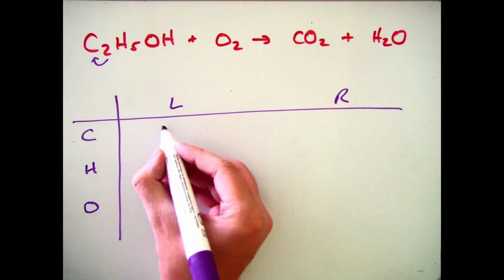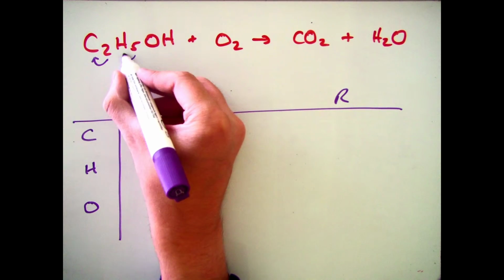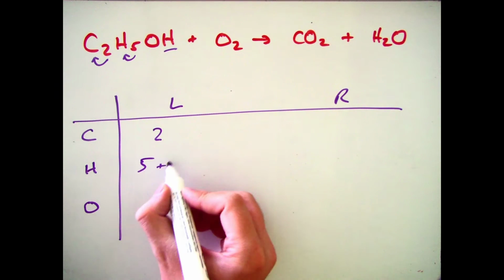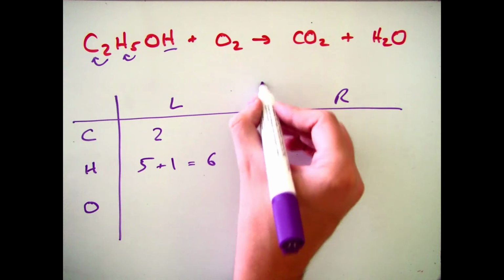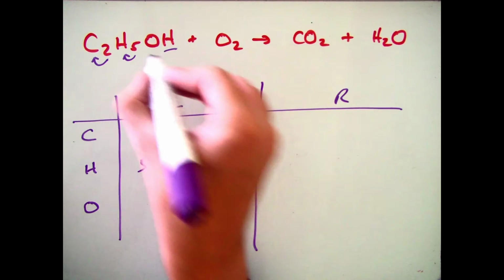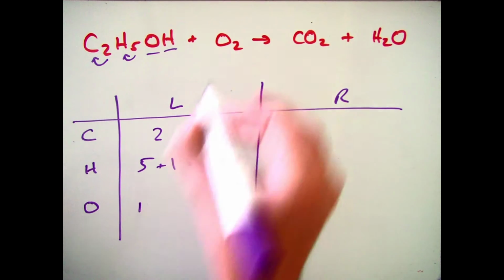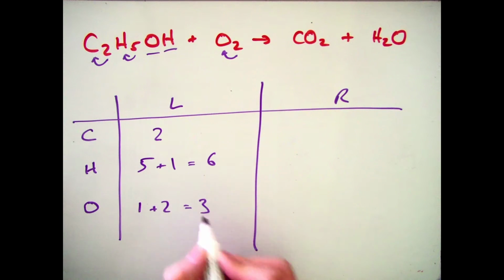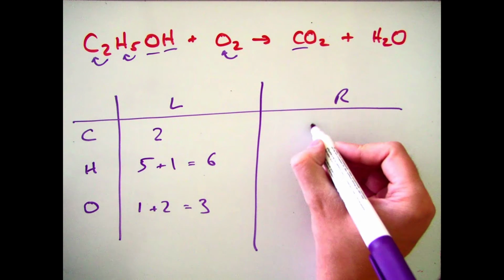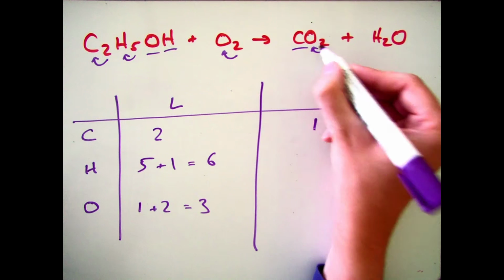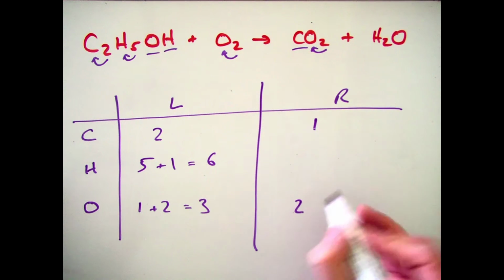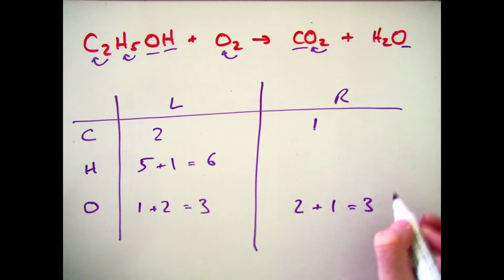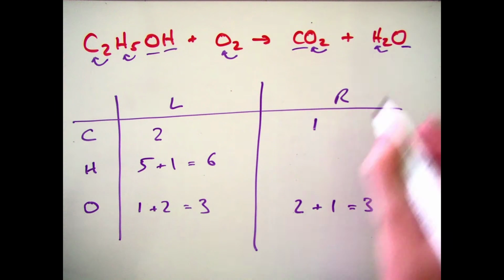I've got 2 carbons on the left. Hydrogens, I've got 5 plus my 1 at the end there, so that's 6. And then oxygens, I've got 1 in my C2H5OH and then 2 in my oxygen, so that gives me 3. On the right hand side I've got 1 carbon, 2 oxygens in my carbon dioxide, plus 1 in my water, so I've got 3 of those, and then I've got 2 hydrogens.